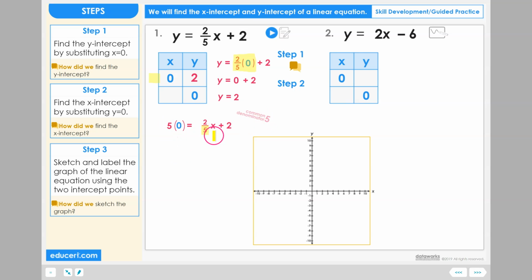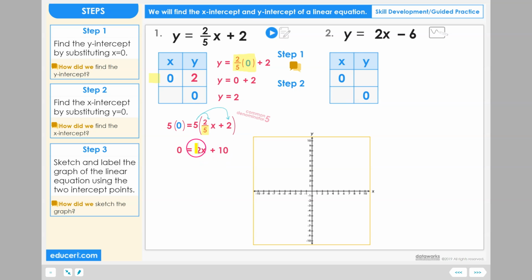0 times 5 and 5 times 2/5 x plus 2. 5 times 0 is 0, and this is equal to 5 times 2/5 x. The 5 numerator and the 5 denominator will reduce to 1, leaving you with just 2x. Positive 5 times positive 2 equals positive 10.